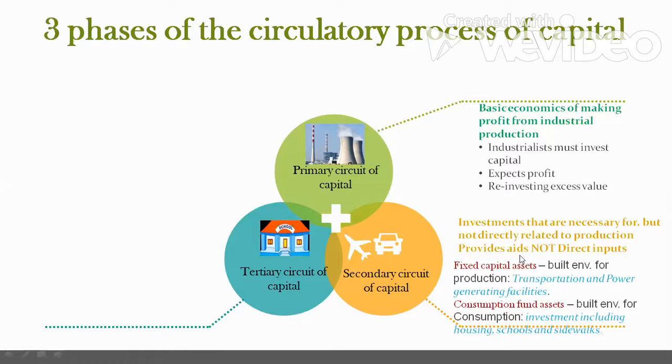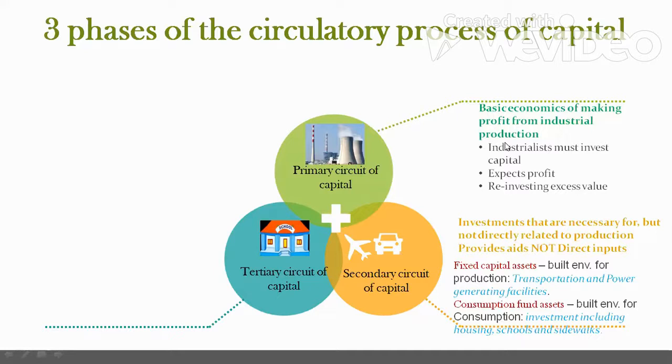Now comes the secondary circuit of capital. We have seen that the primary circuit of capital has got to do with the produce, with the product, with the raw material. So it has directly got to do with production, in short. So the primary has got to do with production.